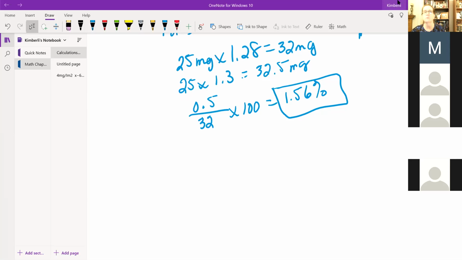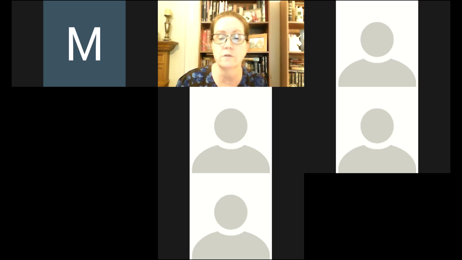So this comes as Solu-Cortef for one thing. So let me see if I can figure out how to stop the share for just a minute and then share from this computer.